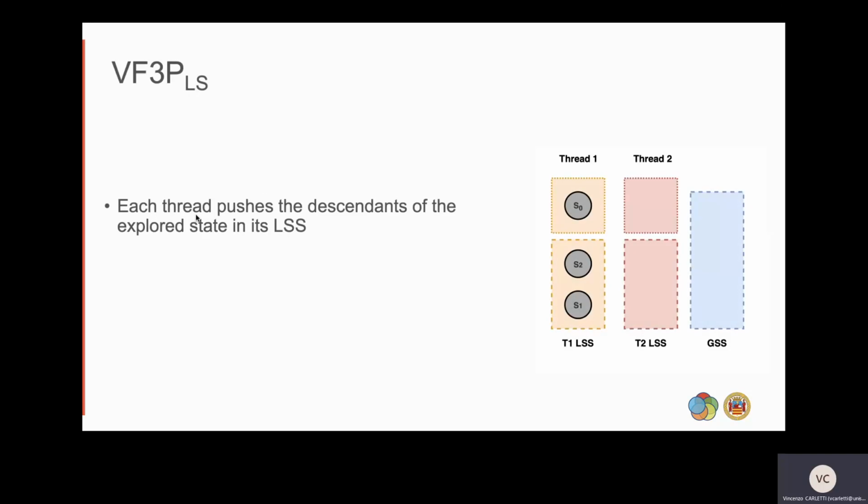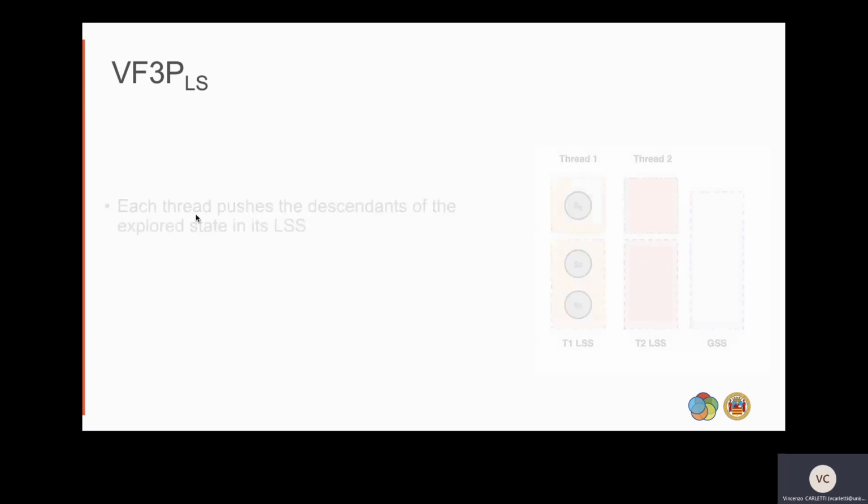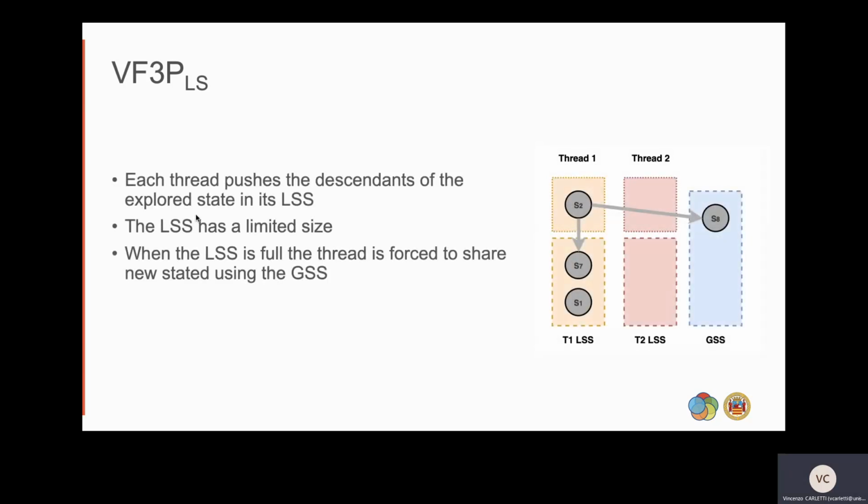The first solution to balance the usage of these 2 stacks is to limit the size of the local state stack. So the thread will put new states in the global state stack when its private state stack is full, and takes new states from the global state stack when its local stack is empty.